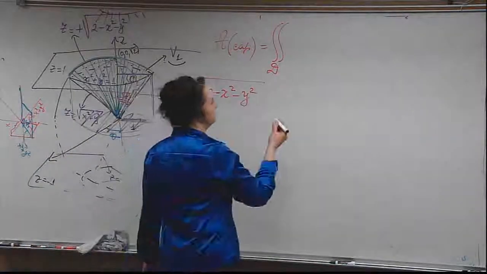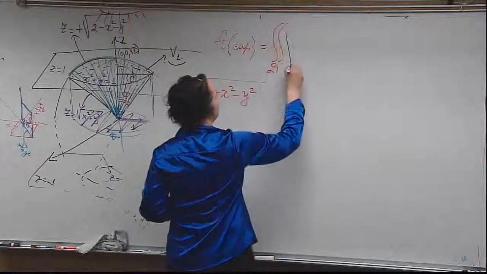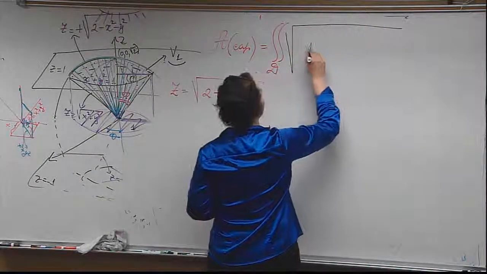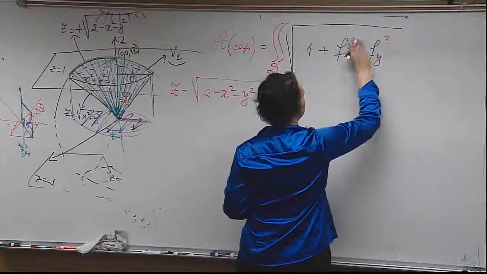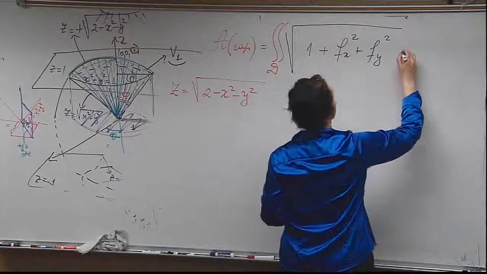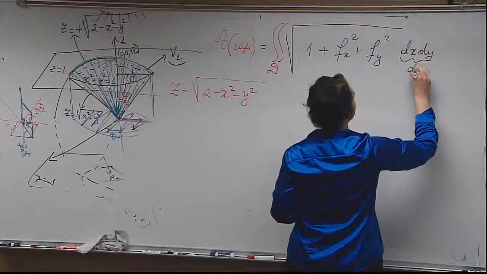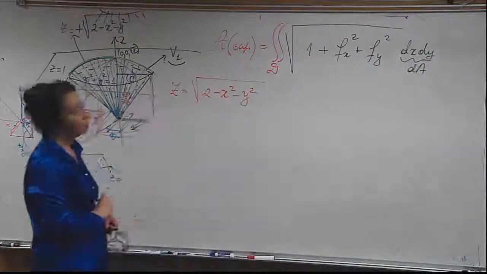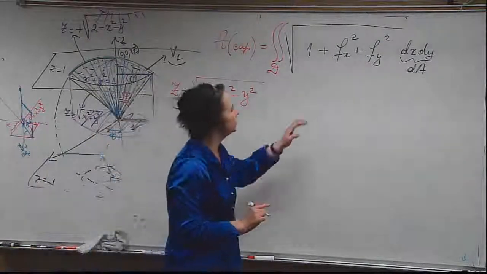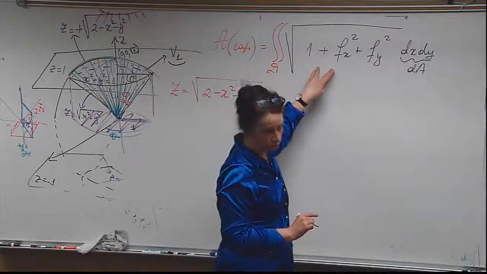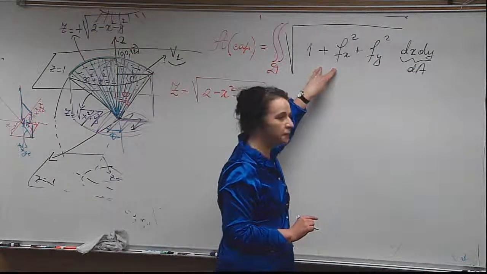of the square root of 1 plus f sub x squared plus f sub y squared dx dy. Is that the only way you can do this? No. You can actually do it with parametrization for a sphere, and you have the area element over here. So that probably might be easier.